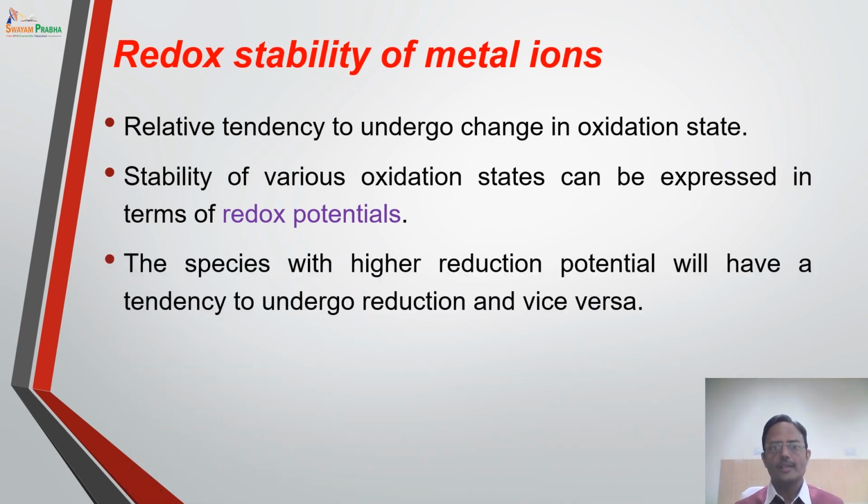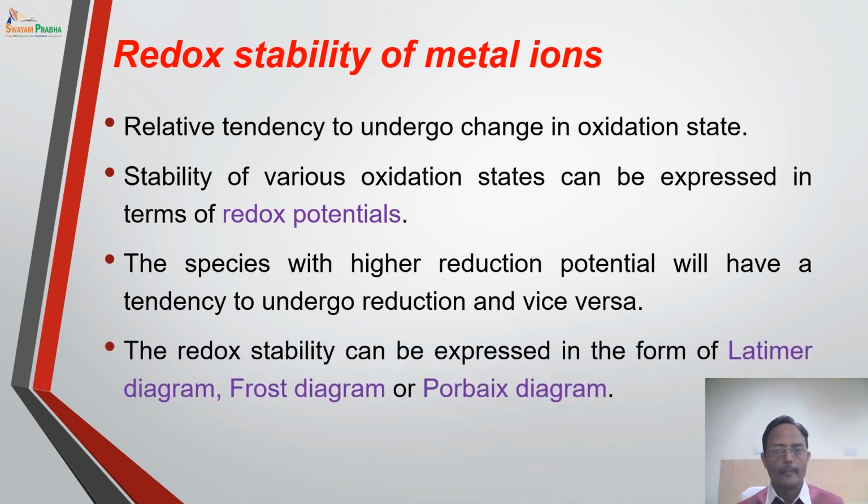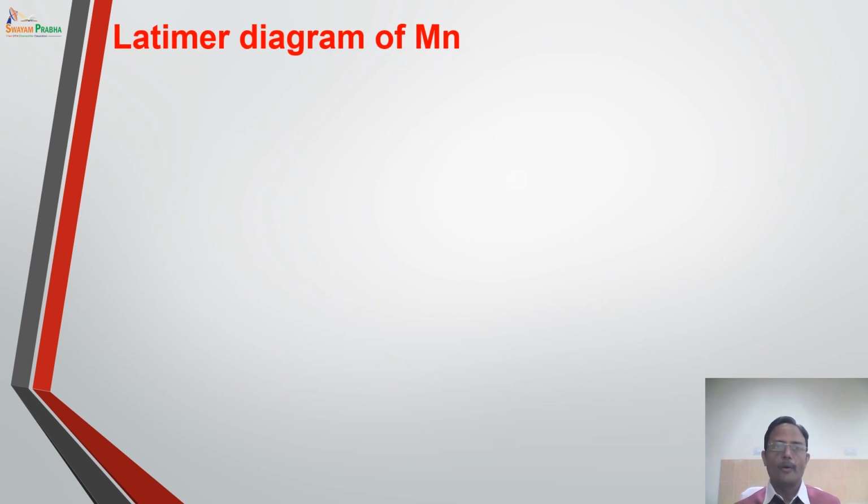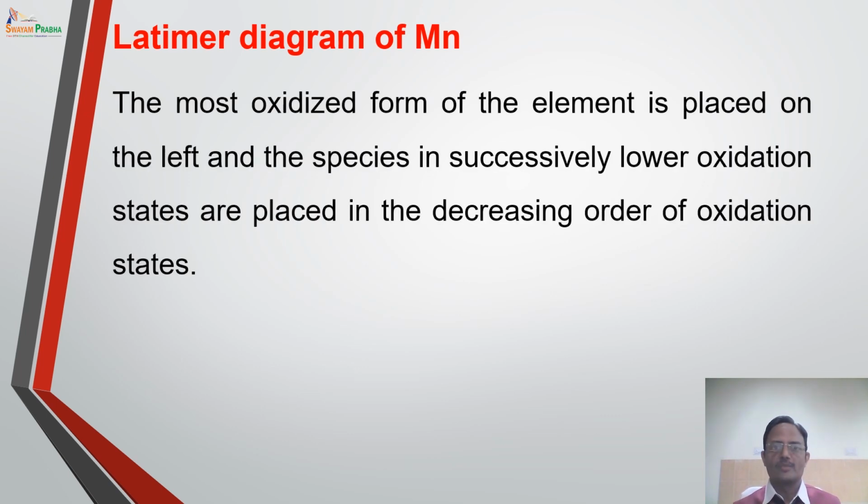The species with higher reduction potential will have a tendency to undergo reduction, and the species which has higher oxidation potential will have a tendency to undergo oxidation. And the redox stability can be expressed in terms of 3 types of diagrams which are normally used in redox systems: the Latimer diagram, Frost diagram, or Pourbaix diagram. We will see the important features of the Latimer diagram. We will discuss Latimer diagrams of certain elements. The first one is manganese.